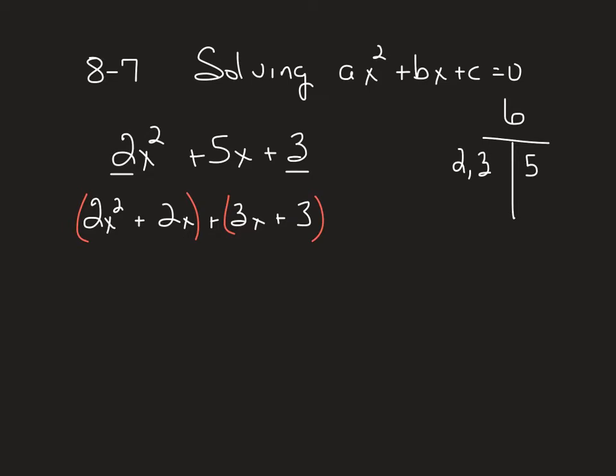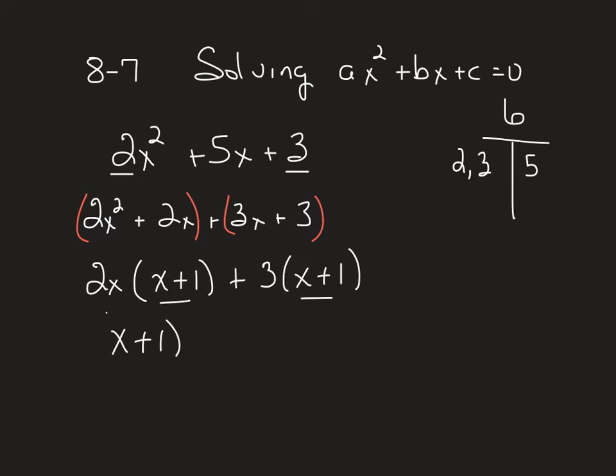So for the first binomial, I have a 2x common. And if I factor that out, I'm left with x plus 1. In the second, I have a 3 common, so I'm going to factor out a 3, and I'm left with x plus 1. And notice we've done this before. This is common to both terms. So I have x plus 1, and I'm left with 2x plus 3. And we've just factored that.